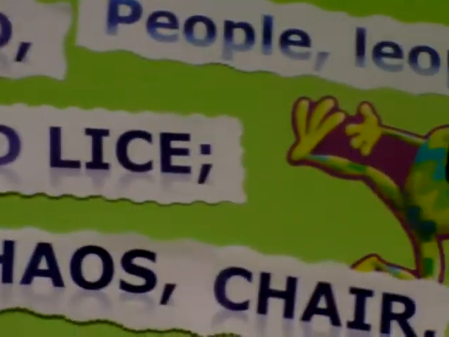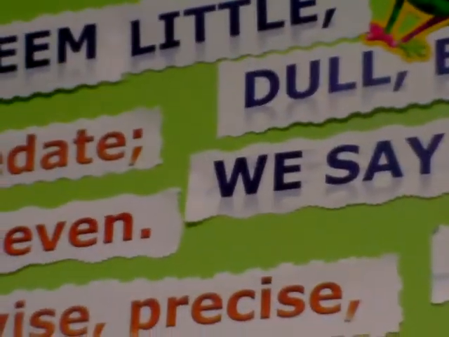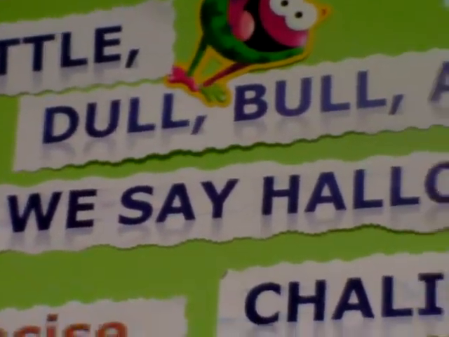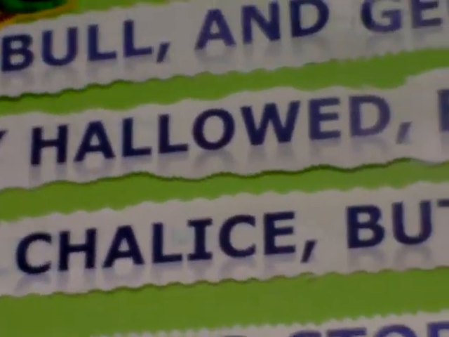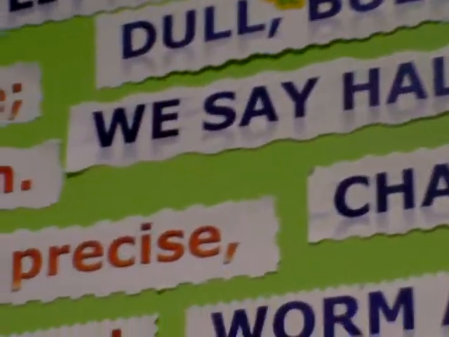Starts with chalice, but police and lice. Starts with chalice, ends with lice. See, I'll take a little sentence. We say hallowed, but allowed. Start hallowed, and with allowed. Started with a we. Came up to hallowed, ended with allowed.